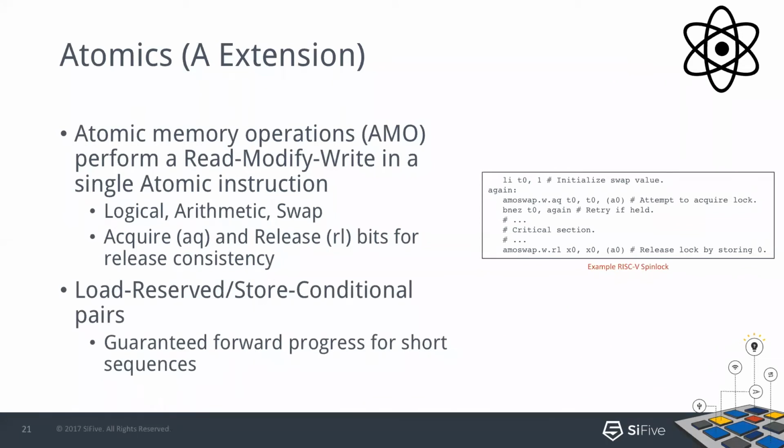RISC-V also defines load-reserve and store-conditional pairs for more complex atomic operations, and it also has a procedure defined in the ISA specification that guarantees forward progress for short program sequences.